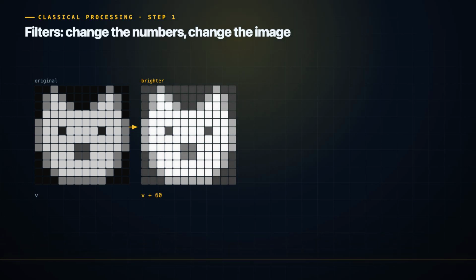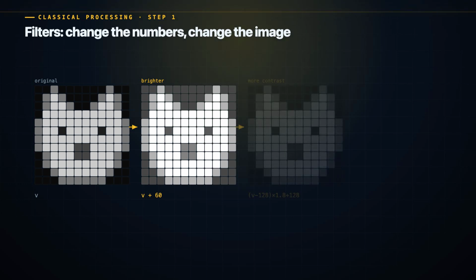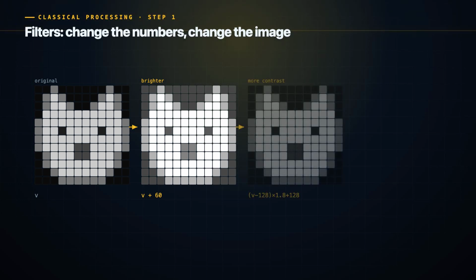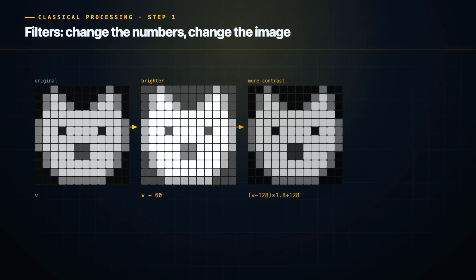But the truly interesting filters do something different. They look at a pixel's neighborhood, not just the pixel itself. Take blur. To blur a pixel, you replace it with the average of the pixels immediately around it. Do that for every pixel and sharp edges soften.